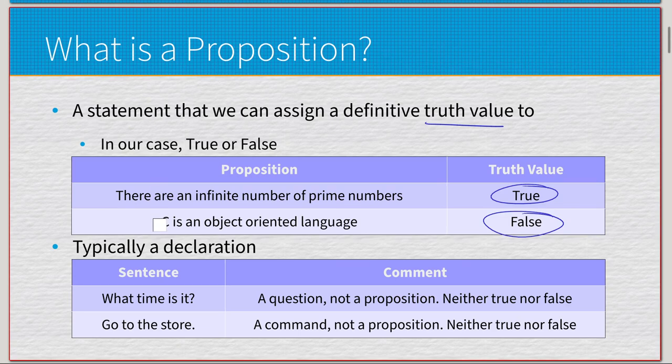And the next one, it says C is an object-oriented language, which it's not. It's used to create other object-oriented languages, but C itself at a basis is not an object-oriented language. Therefore, this would be a false statement.